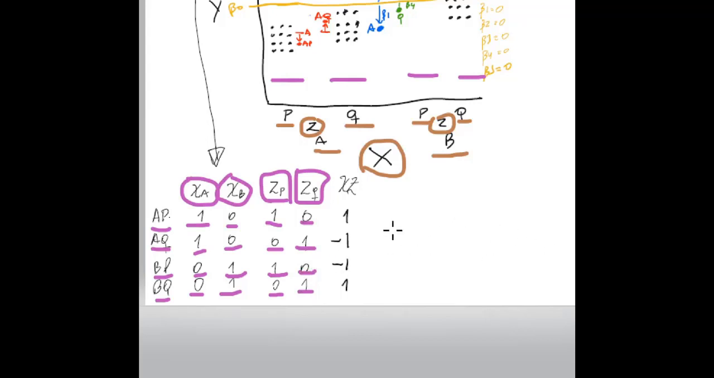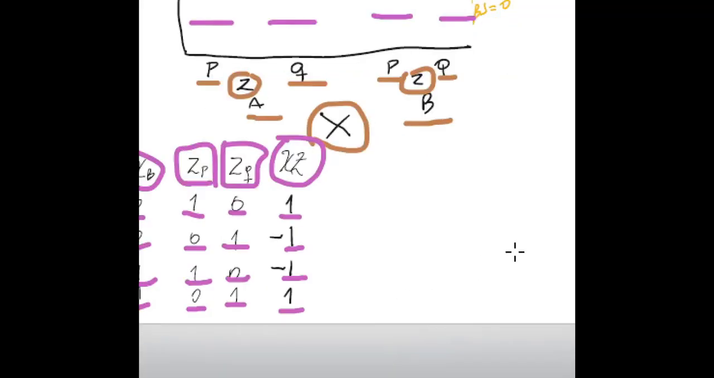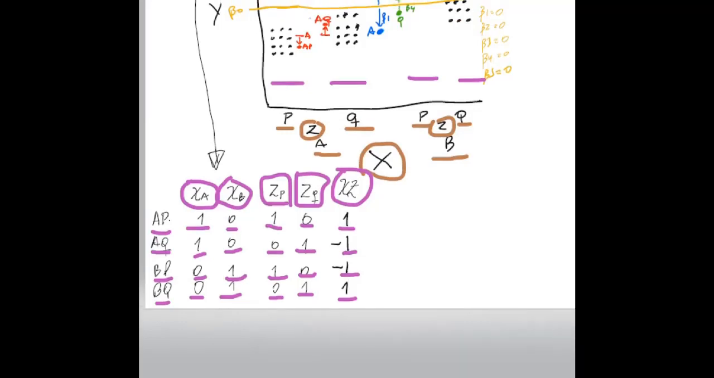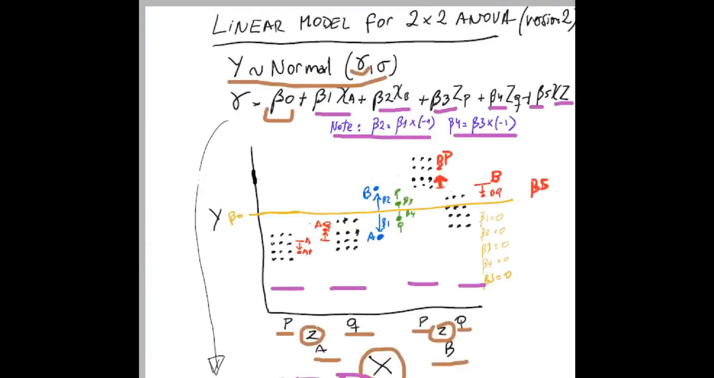And finally, the interaction. The way we operationalize the interaction in this case is to give 1 for AP, minus 1 for AQ, minus 1 for BP, and 1 for BQ. I'm not going to explain this in detail. Let's just show the model. Okay, so the idea is the following.